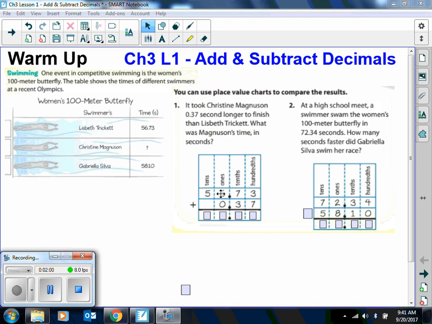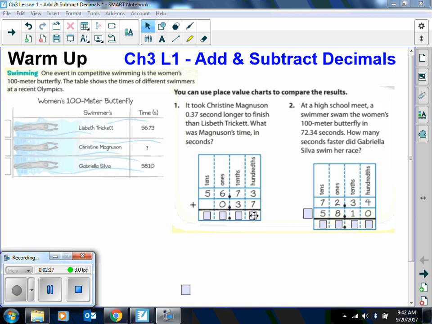So when we add, you see here we have 56.73, and we're going to add 0.37. Okay, this is 56 and 73 hundredths and 37 hundredths. When we add decimals, you see how the decimal places in each of the numbers are lined up. Okay, you need to make sure you line them up. And then you just add like normal.